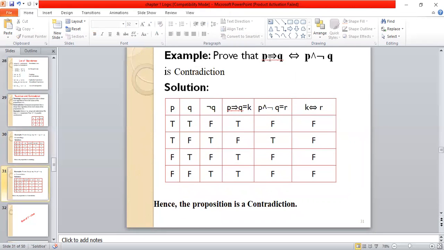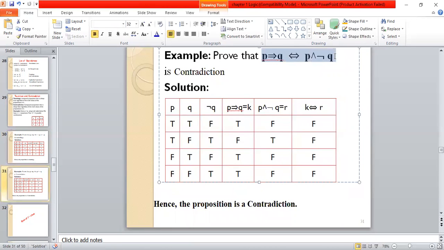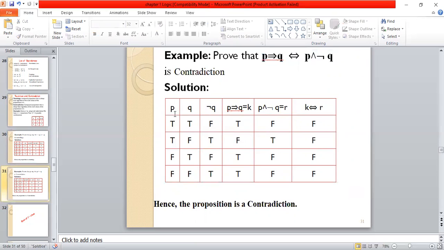The next one is: prove that P implies Q bi-implies P and negation of Q is a contradiction, which means that we prove that the truth value of the compound proposition is always false. So we have two propositions, so 2 to the power of 2 is 4, which gives true, true, false, false for P, and true, false, true, false for Q. Negation of Q becomes false, true, false, true. Then P implies Q is false when the second statement is false and the first statement is true, otherwise it's true.